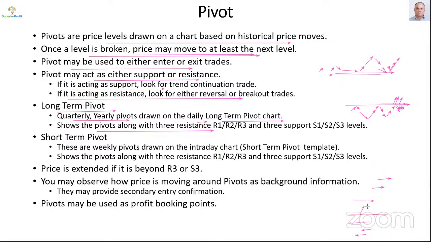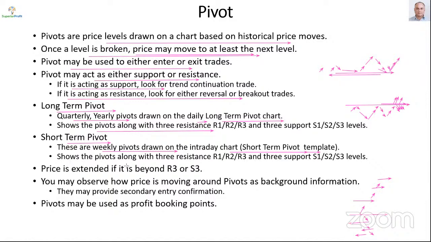The distance between these levels will be decided based on historical price moves. These are traders pivot levels, quarterly, yearly intervals. They are drawn with different colors. And then short-term pivot, they are weekly pivots drawn on intraday chart, usually 5 or 10-minute chart on the short-term pivot template that is used for intraday trading.